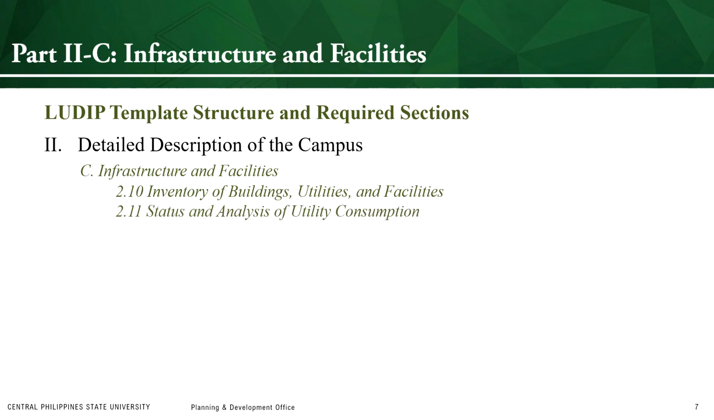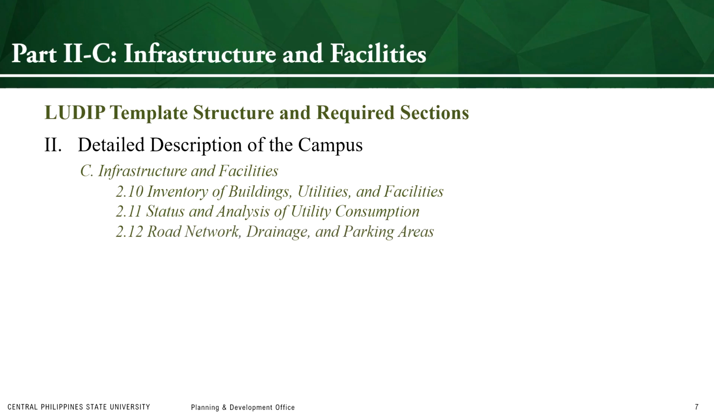Section 2.11, Status and Analysis of Utility Consumption. Present a 5-year analysis of utility consumption, water, electricity, and other essential services. The key output here is a demand versus supply analysis. Are your utilities keeping up with campus needs? Where are the gaps? Where's the waste?